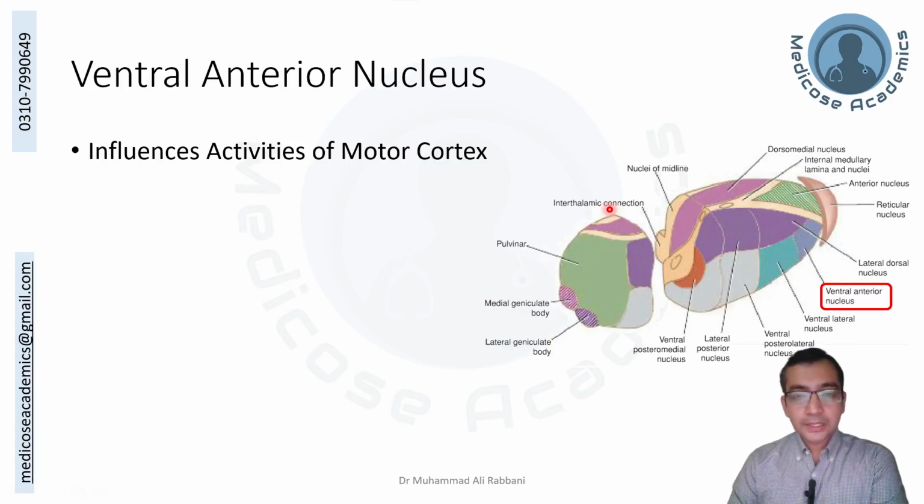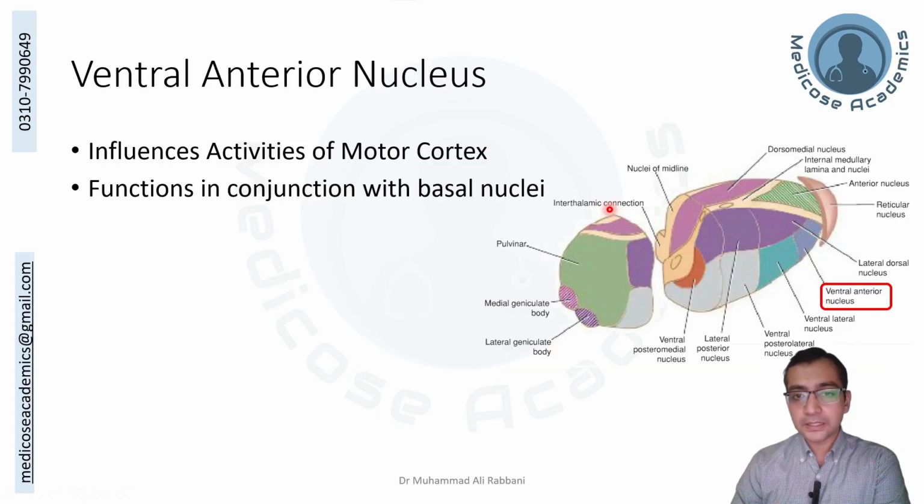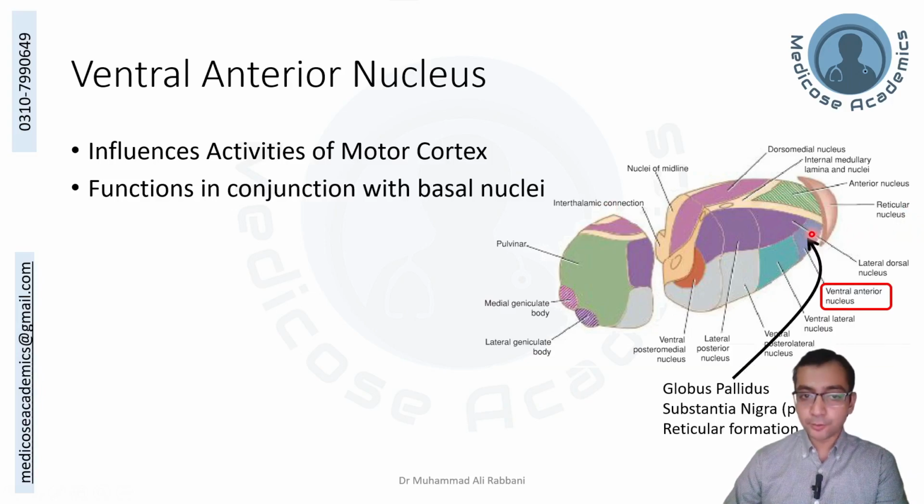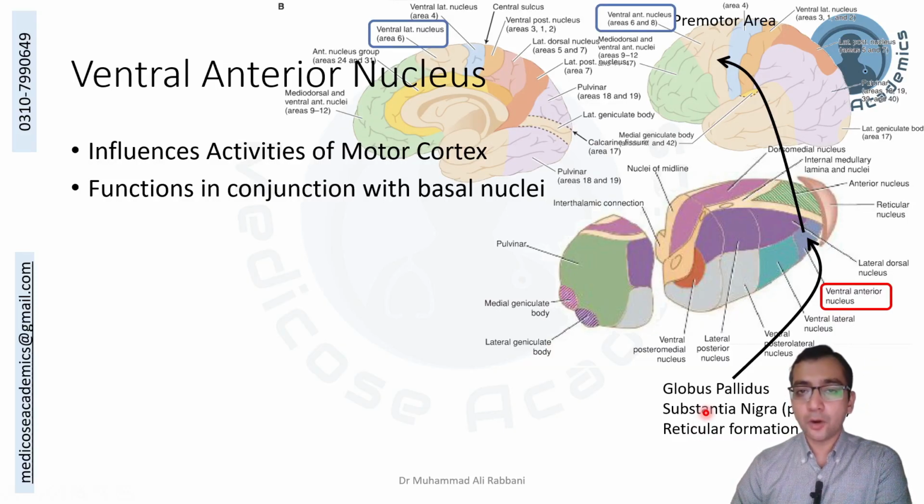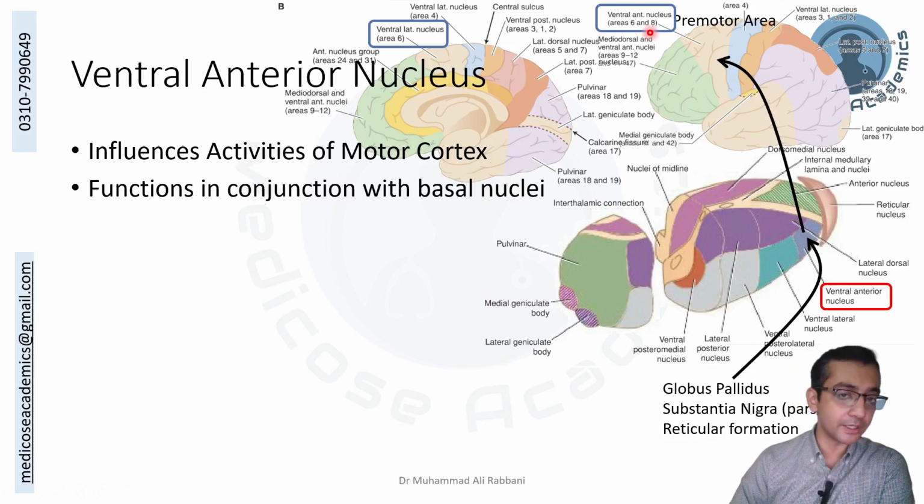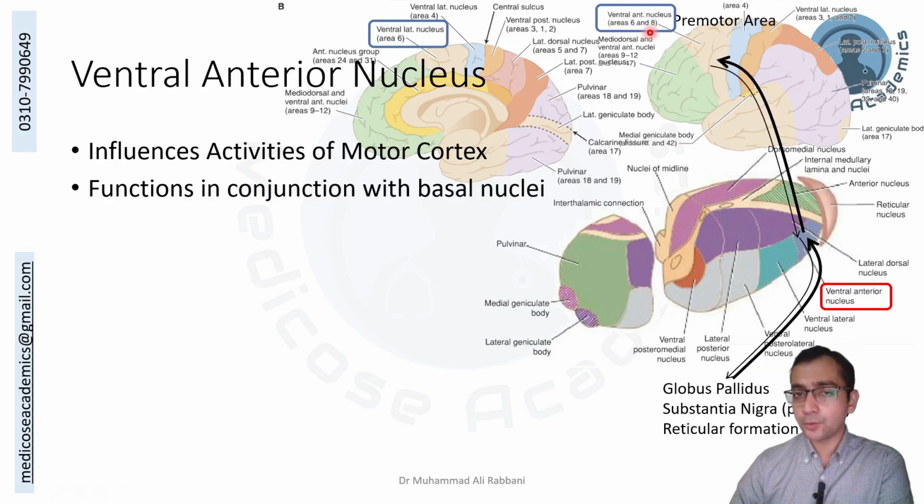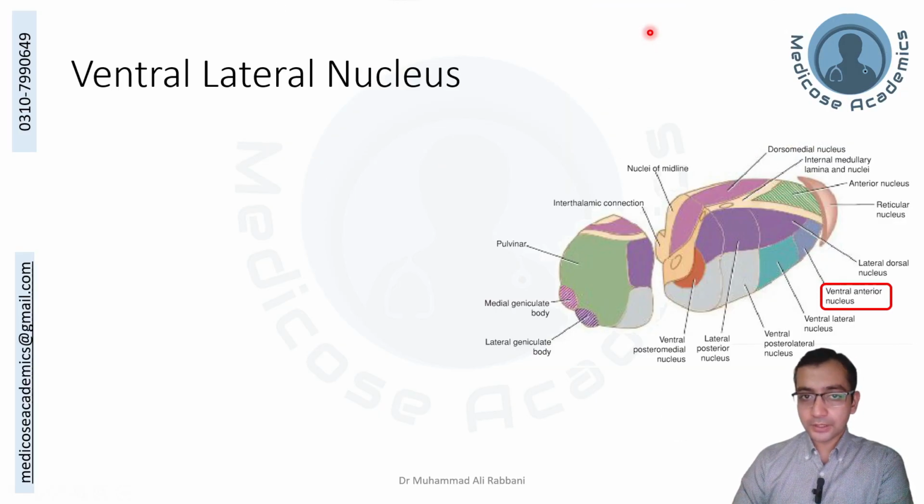The ventral anterior nucleus influences the activities of the motor cortex, and it is majorly connected with the basal ganglia, basal nuclei. So it is getting information from the globus pallidus, substantia nigra, especially the pars reticularis part, and reticular formation, and its efferents are going to the premotor area. The premotor area is anterior to the primary motor area. You can see it on the lateral and medial aspect. So this includes both the pre and supplementary motor areas. It is reciprocally connected to the basal ganglia and the brain, and the major pathways are shown with the solid line.